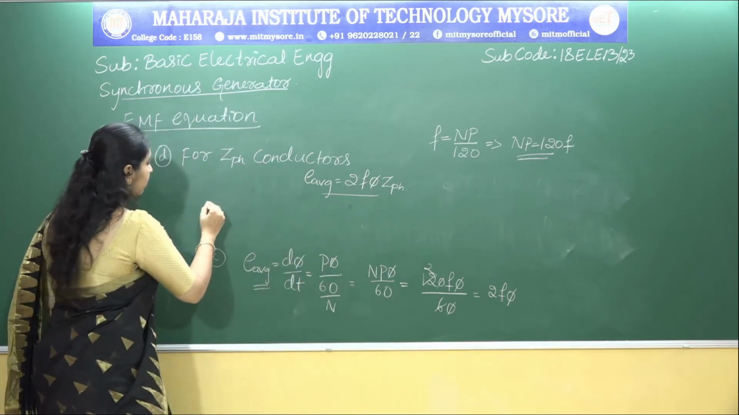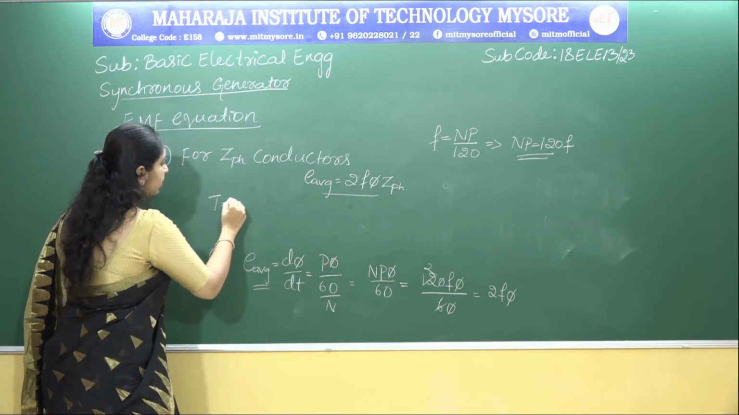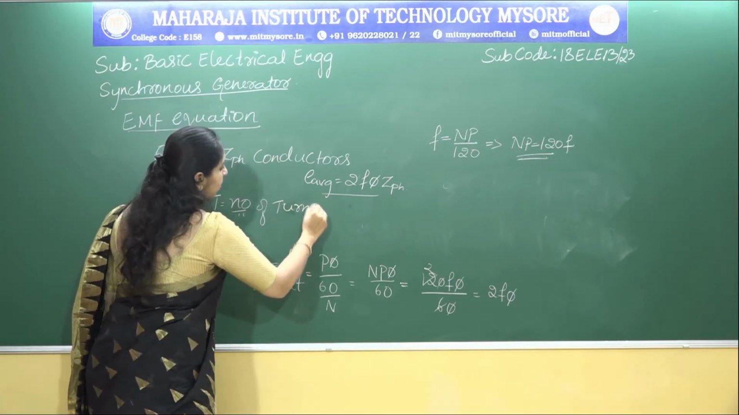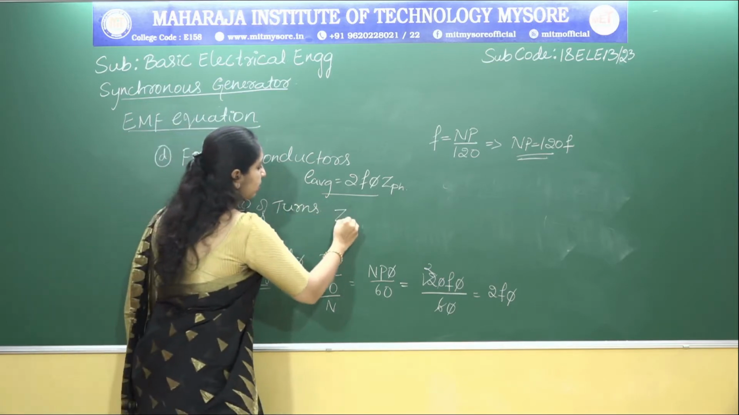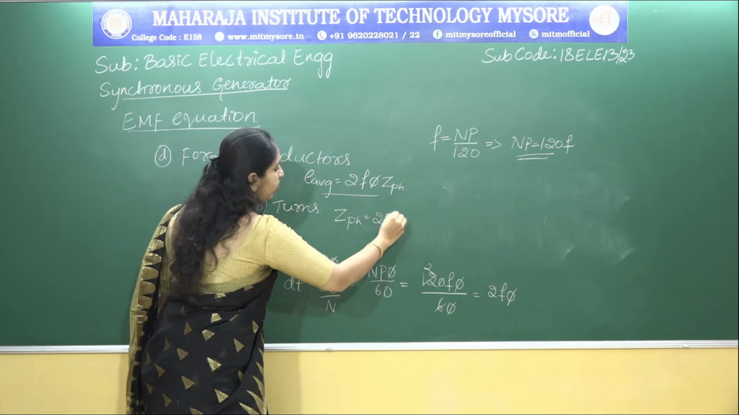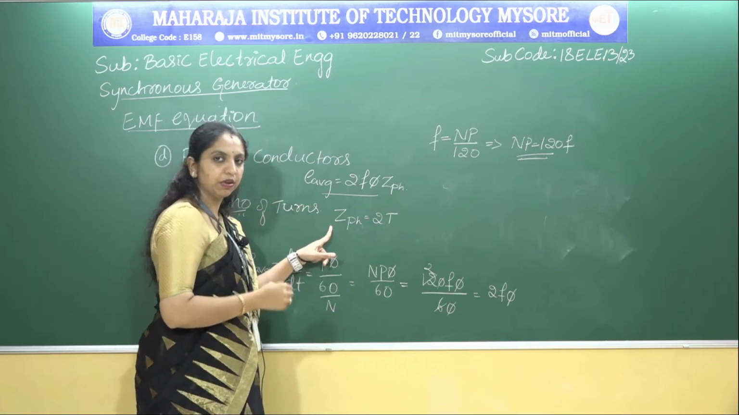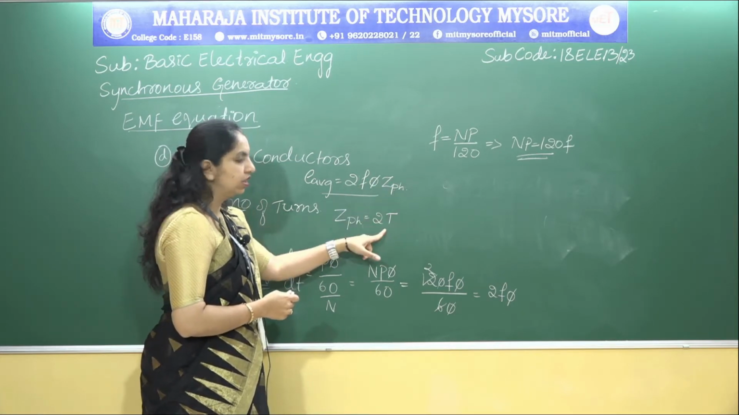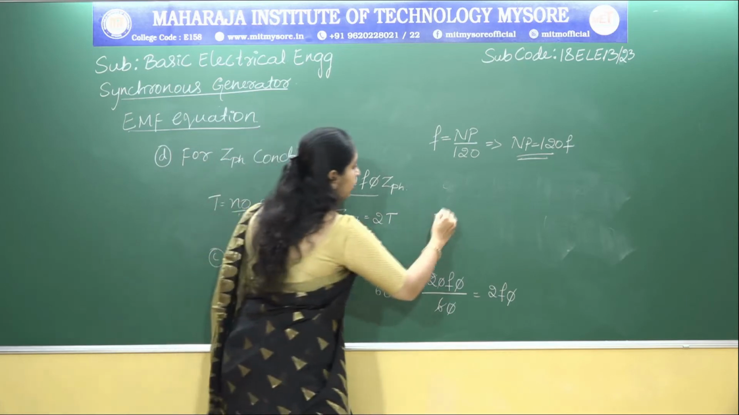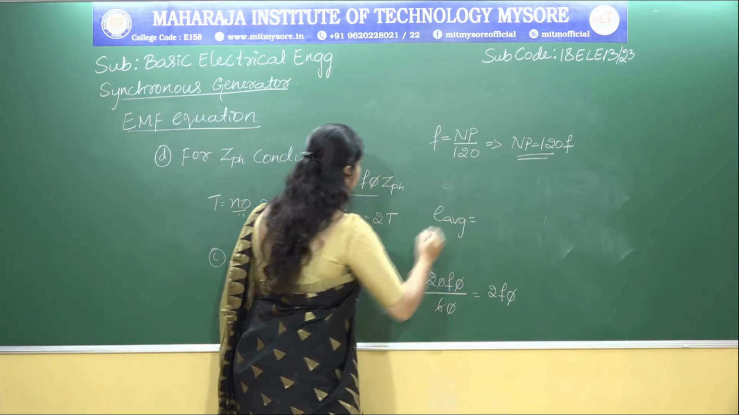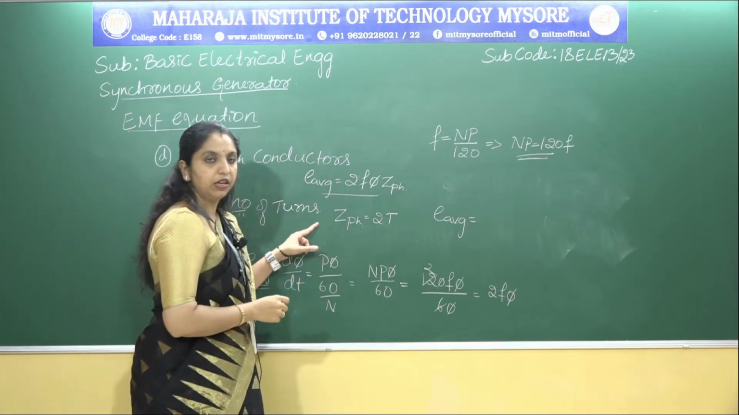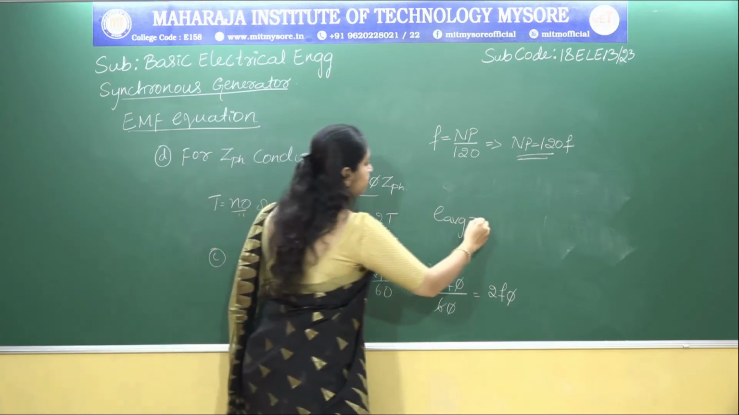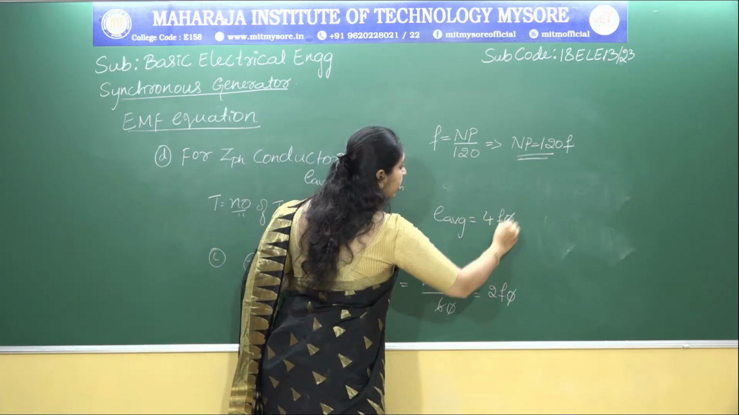And remember, we are going to have another term, that is T, where T is equal to the number of turns, and Zph is equal to 2 into T, where Zph is the number of conductors and T is the number of turns. So here we are going to replace Zph as 2T, and finally we are going to get E average as 4FφT.